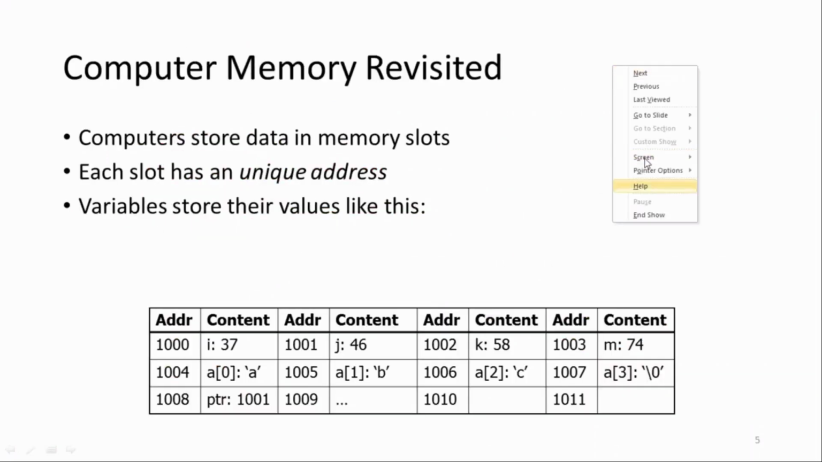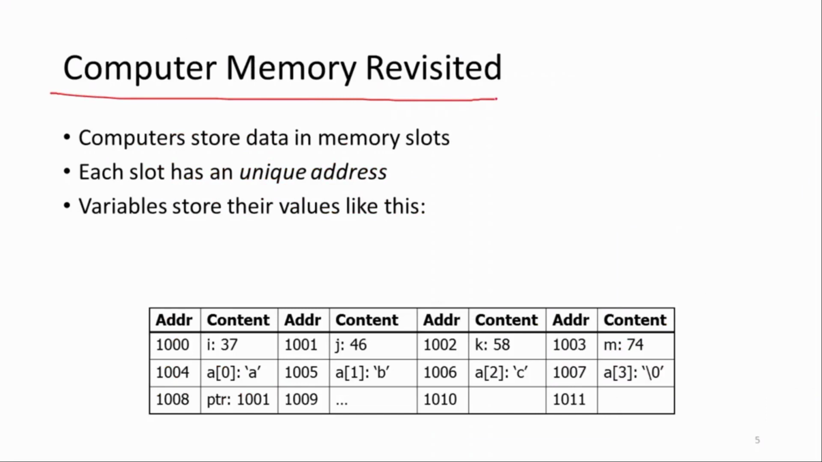Then the next point is computer memory revisited. Computers store data in memory slots. Each slot has a unique address, and variables store their values like this. Suppose I have address 100, and the content is I: 37. Then 1001, after that 104, 108. So a[0] like that, ptr like that. The next addresses are 101, 105, 109, and these are the contents.